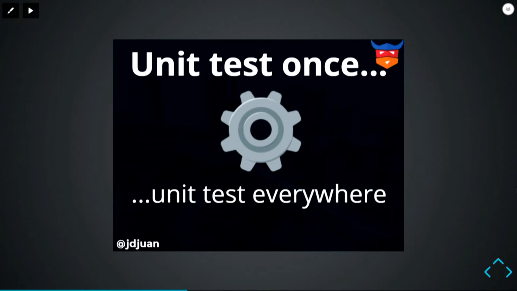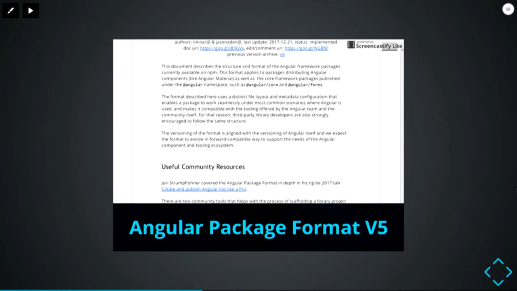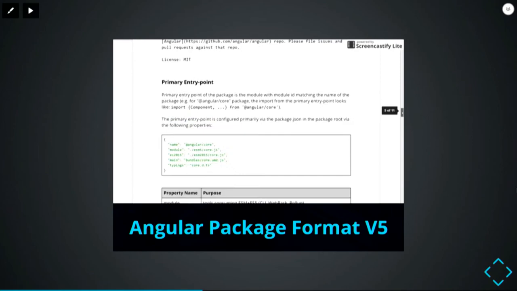So how do I do that in Angular? That's the question. That's what you came here for. So it turns out that Jason Aden and Igor Minar came out with a document called the Angular Package Format V5. In this document, they specify how you should build your libraries. That's how Angular Material and Angular Core are built, so you can actually go ahead and read it and understand it. Although, this document is 11 pages, so it turns out if you want to build a super cool library like ng-native, well, you have to spend an hour trying to understand this document.